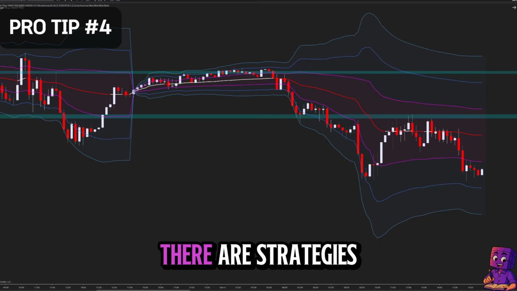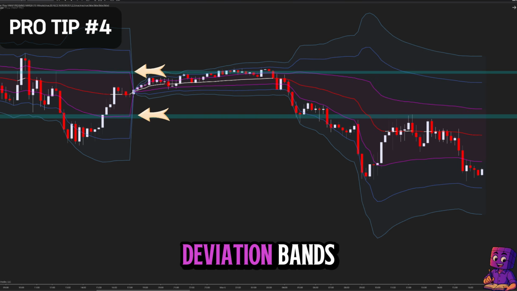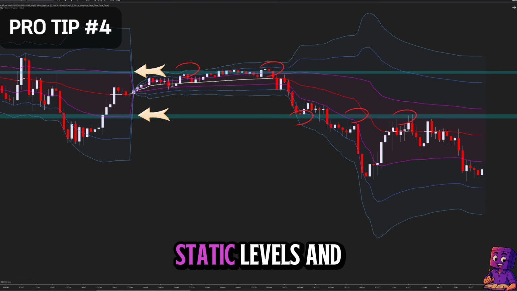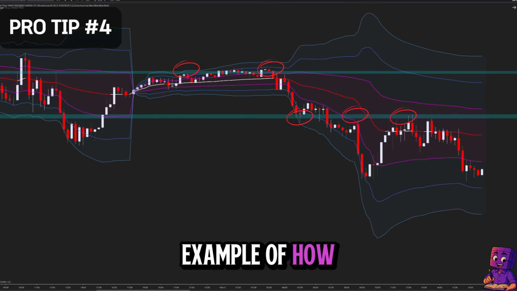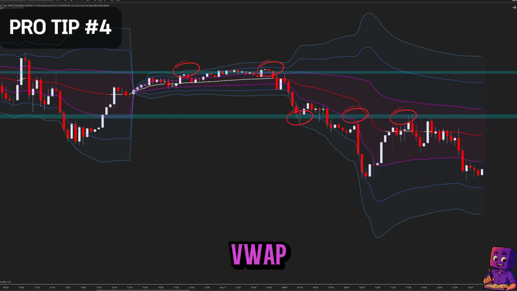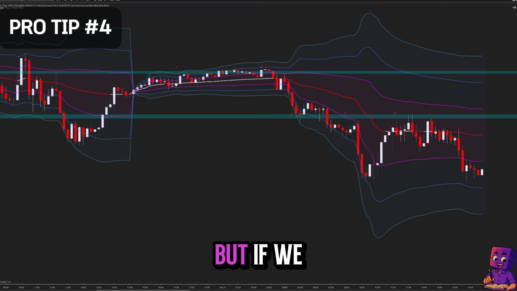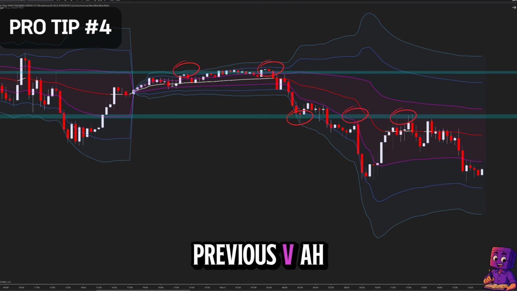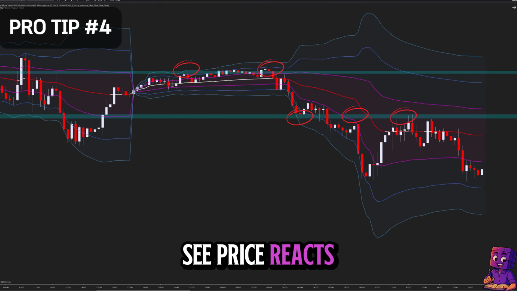Another pro tip: there are strategies that use the previous day and previous week VWAP and standard deviation bands. These are considered static levels and treated as key levels. Here is an example of how price can react at a previous VWAP or its standard deviation bands. Of course, we're not entering blindly. But if we have a key area like the previous VAH, and we also have the previous day plus 1 standard deviation in the same zone, the area becomes stronger. As you can see, price reacts and rejects nicely in this area.